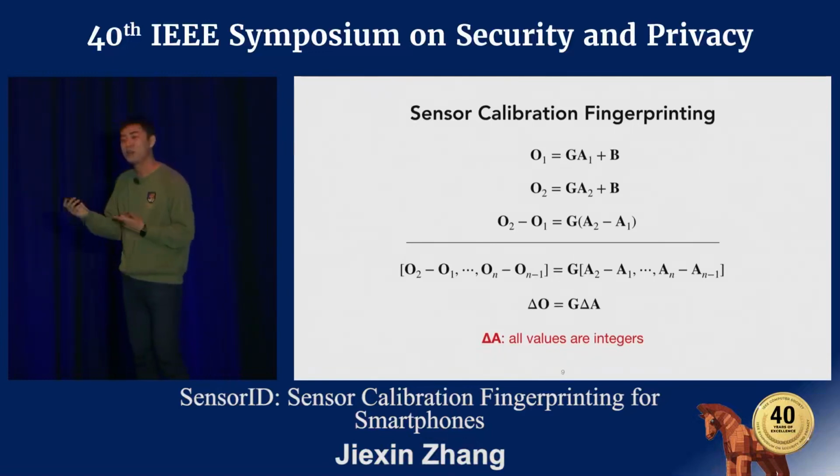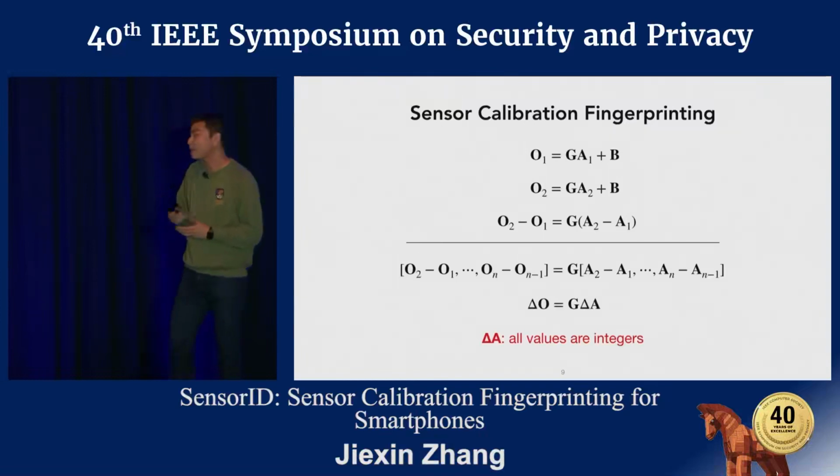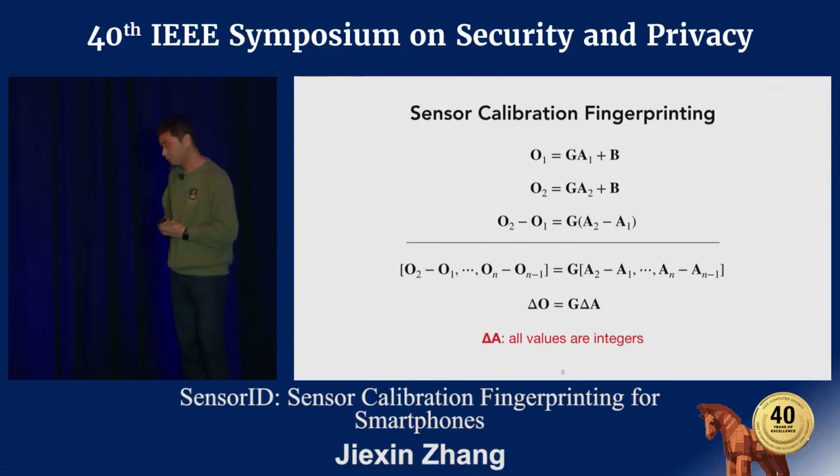However, we still only know the value of delta O, which is the difference between the sensor outputs. And normally, it would be impractical to infer the value of the gain matrix G here because we don't know what the delta A would be. But there are some nice properties we can exploit here.